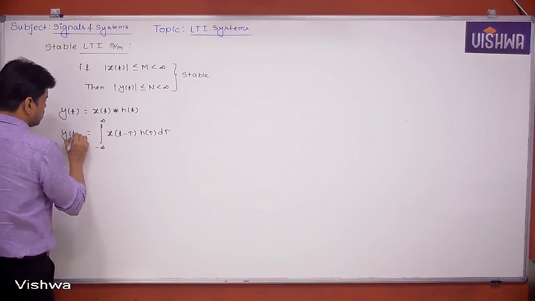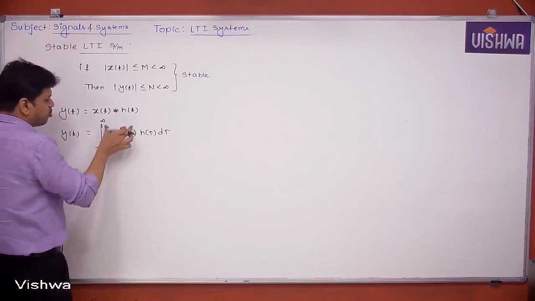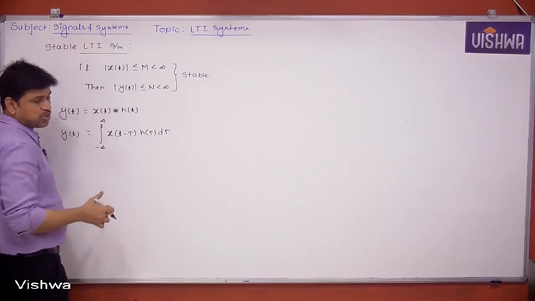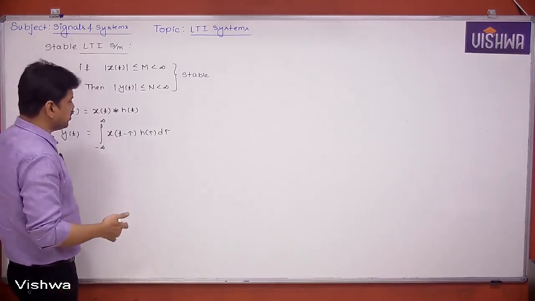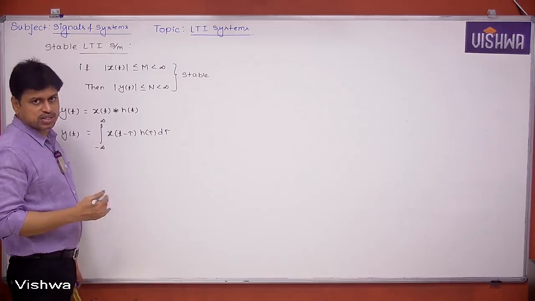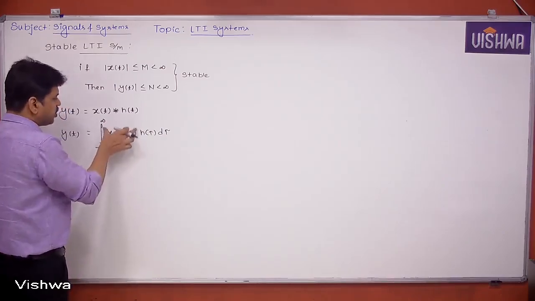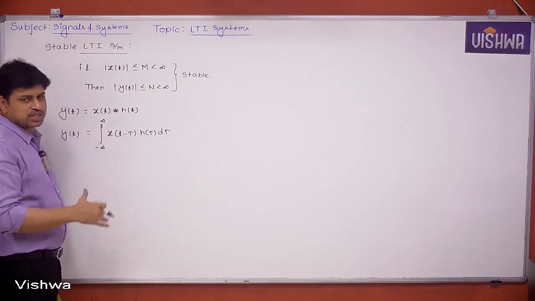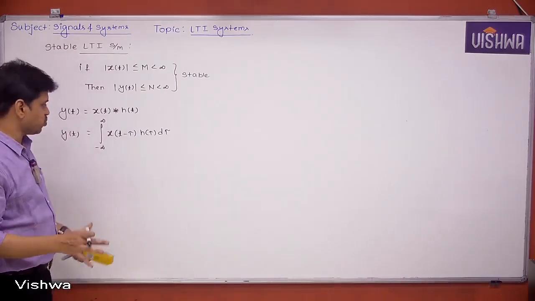Now we have to check the modulus of h of t minus tau. h of t or h of t minus tau, it won't make any difference because shifting and scaling is not going to change the magnitude of the signal. So if I try to find out the magnitude here, suppose this magnitude is a finite value, then what will happen to mod y of t? Is it a finite value or infinite value? That's what we have to check.